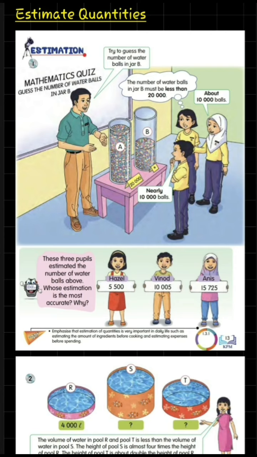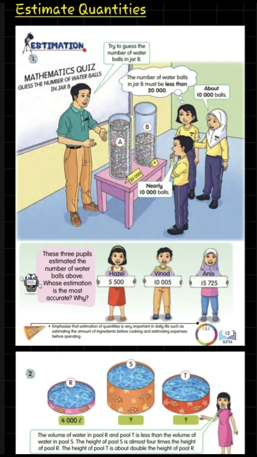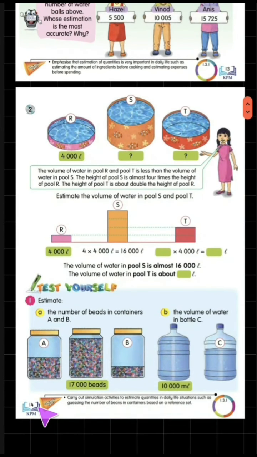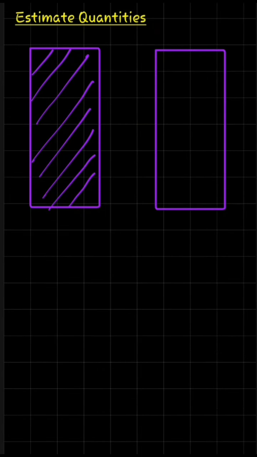For today, we will learn another topic of the Mathematics lesson year 4, which is estimate quantities. You can refer to your textbook page 13 and page 14. Normally, in this topic, you need to estimate quantities from the bigger things to the smaller thing, just like this.